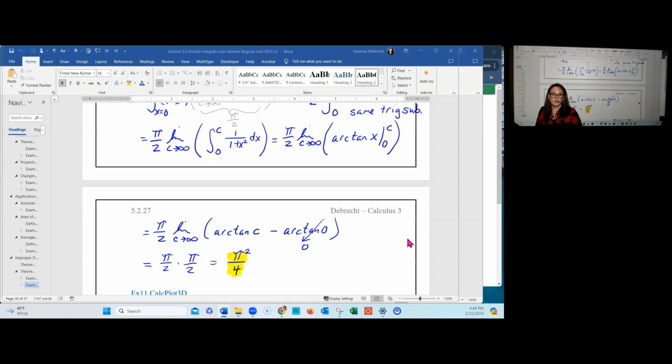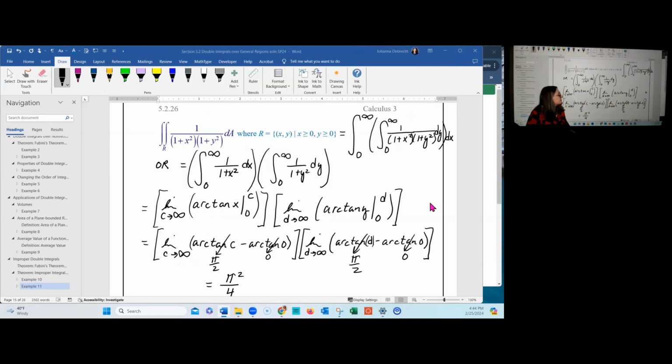This is a rather difficult problem to solve without taking advantage of property 6. Let's take a look at the same problem, but using property 6 to turn this double integral into the product of two single integrals of a function. In this case, I can split the integrand into the product of 1 over 1 plus x squared times 1 over 1 plus y squared. This gives me two functions, one a function of x only, one a function of y only, that are multiplied together to give me the integrand.